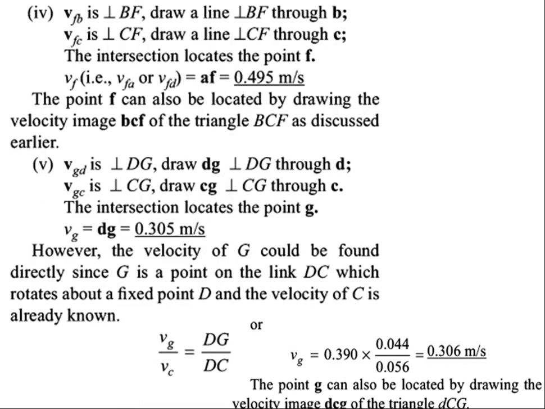Okay, so you have completed up to here, and there is one alternate method also to find out Vg. The velocity of G could be found directly, since G is a point on the link DC, which is rotated about the fixed point D. And the velocity of C is already known. So Vg by Vc is nothing but DG by DC. So from that also you can calculate, that is Vg equal to 0.39 into 0.0044, that is length of DG and then length of DC. Already Vc is known to you, so you can substitute and calculate this. So from this method also you will be getting the same value.